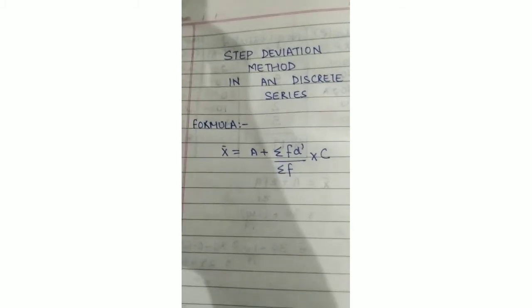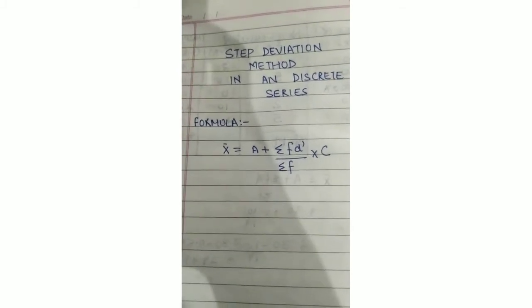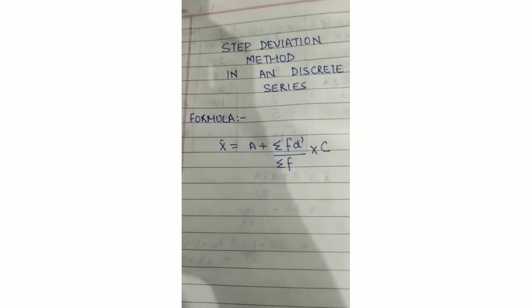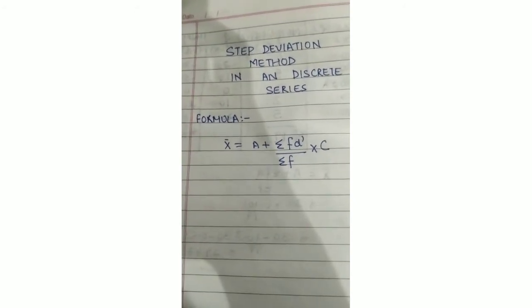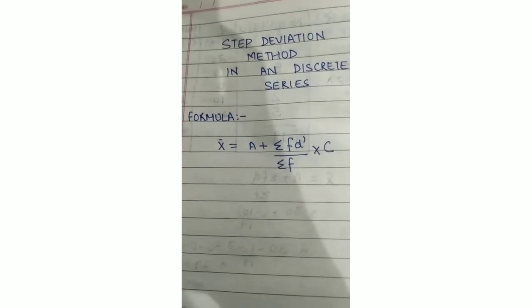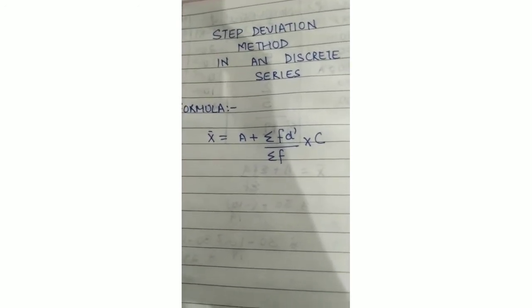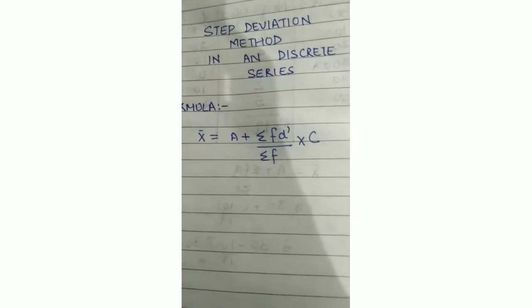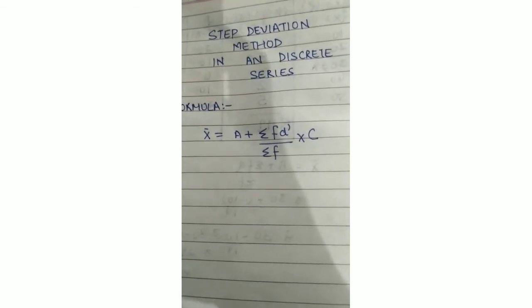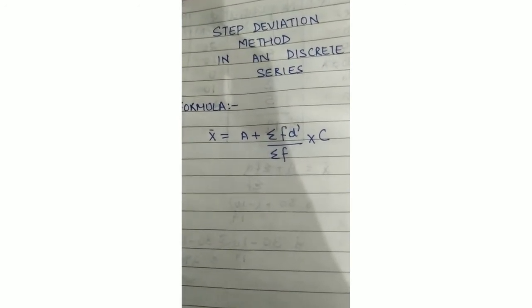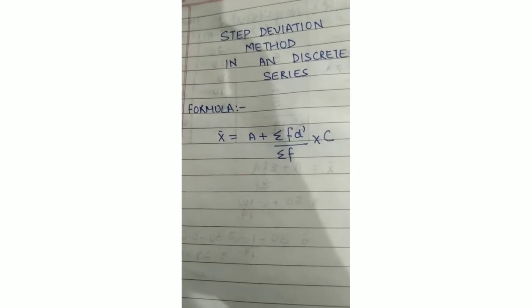Now we will understand the arithmetic mean by step deviation method in a discrete series. The step deviation method has its formula, that is arithmetic mean is equal to a plus sigma f d dash divided by sigma f, into c. Now what is a? Here a is the assumed average, which we saw in the previous video as well as in this video.